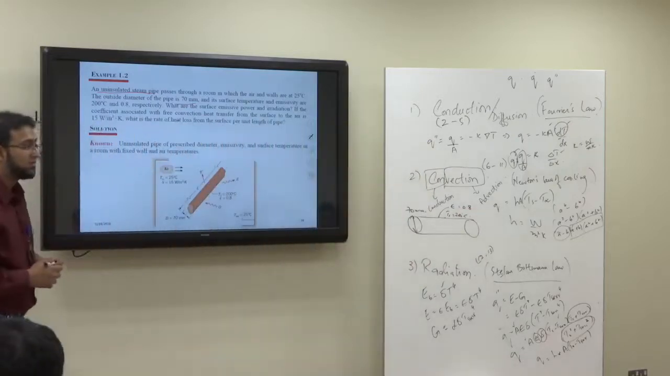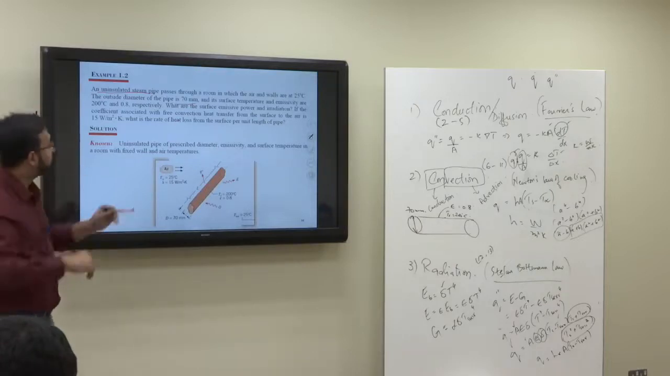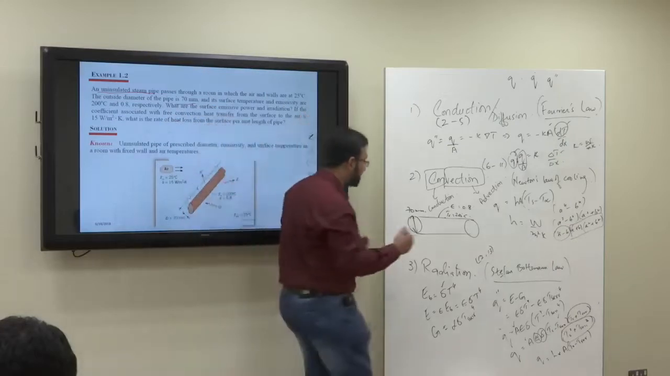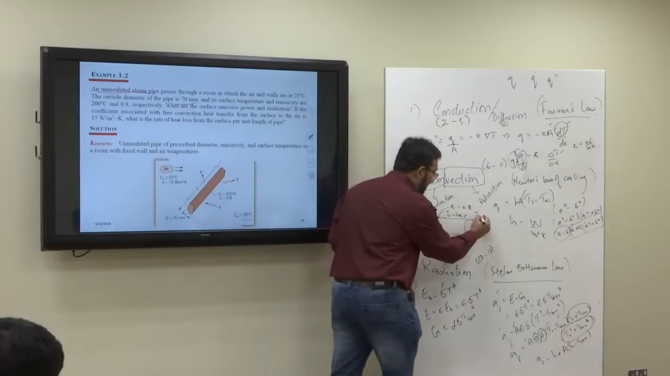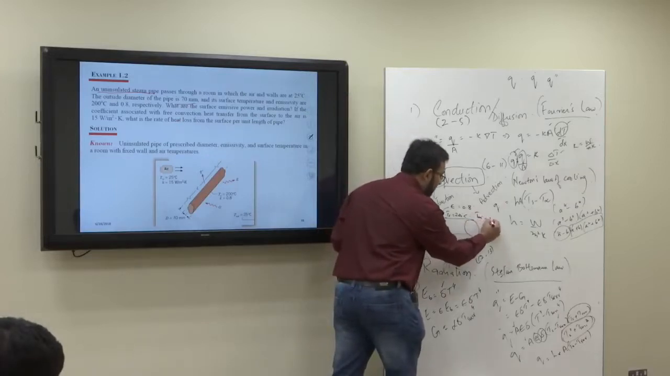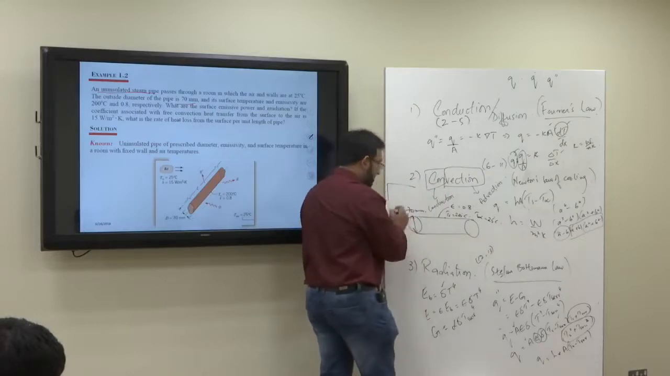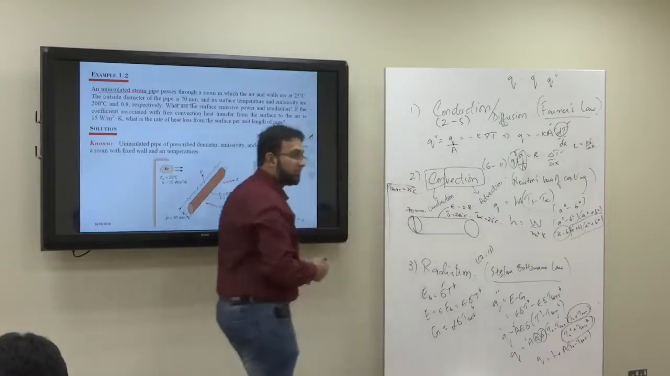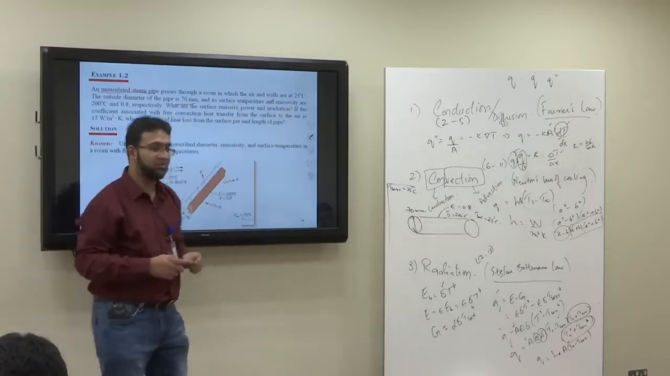Okay, emissivity is 0.8, surface temperature 200 degrees centigrade. Outside temperature was already given, air and walls. Air means obviously there will be some convection heat transfer, so the T infinity will be 25 degrees centigrade, and surrounding walls, so T surrounding is also 25 degrees centigrade, right? Because the air and walls both are at 25 degrees centigrade.